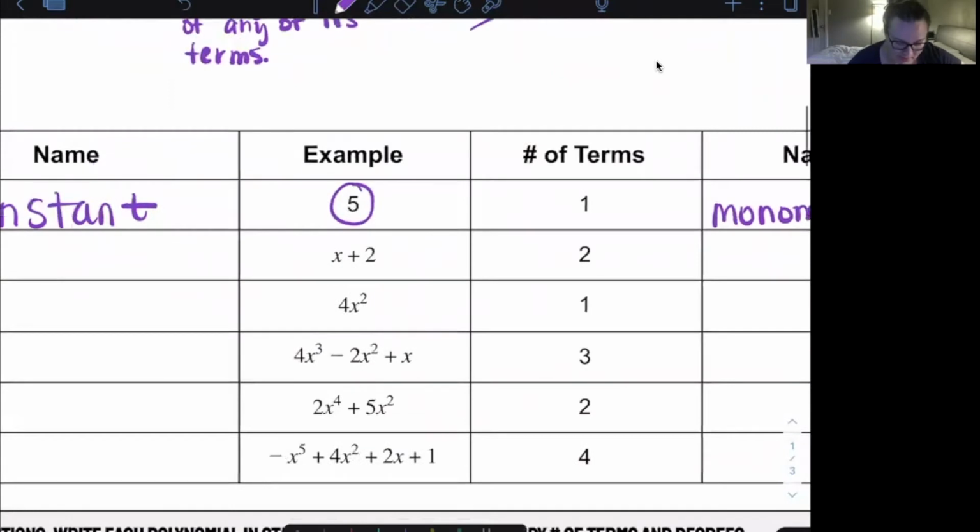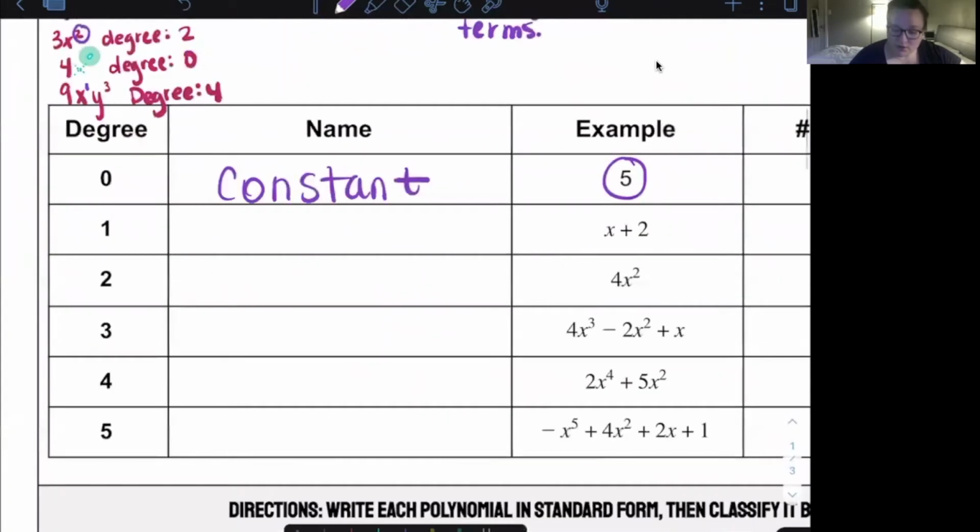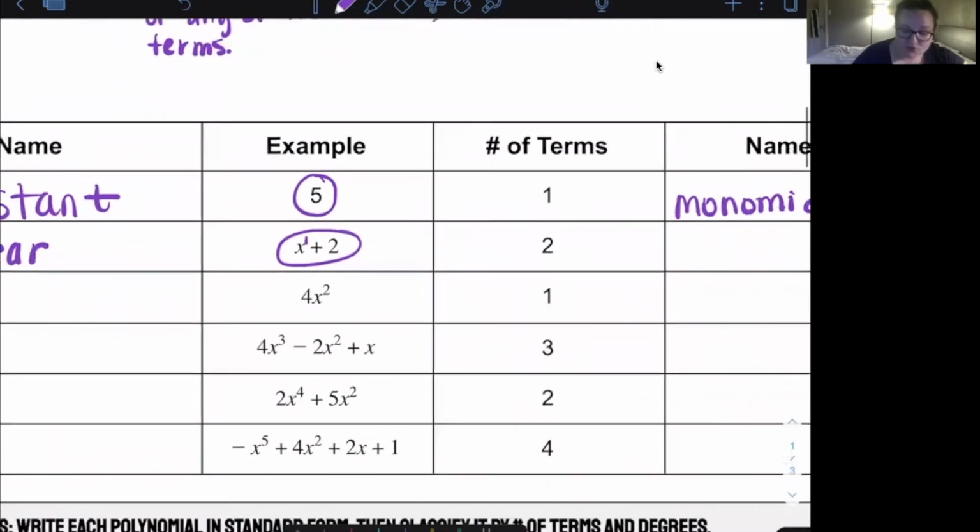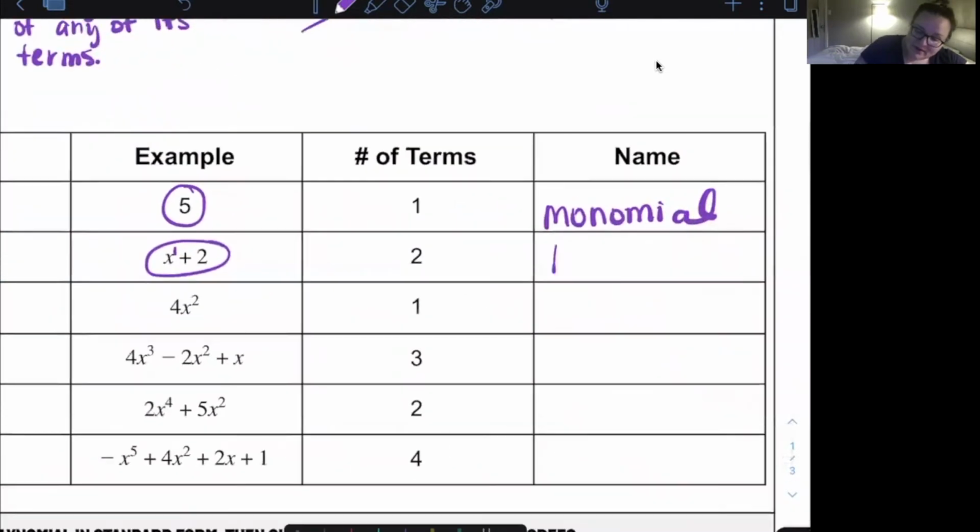All right. So then what if we have degree 1, like x plus 2? The highest degree of any of these terms is a 1, x to the first. So I have degree 1. The name of this is linear. This polynomial is linear. X plus 2, if we graphed it, would create a straight line. Well, we have 2 terms, and we call that a binomial.